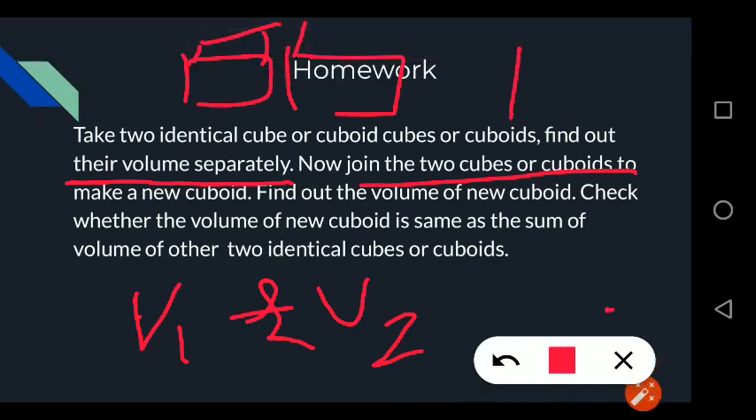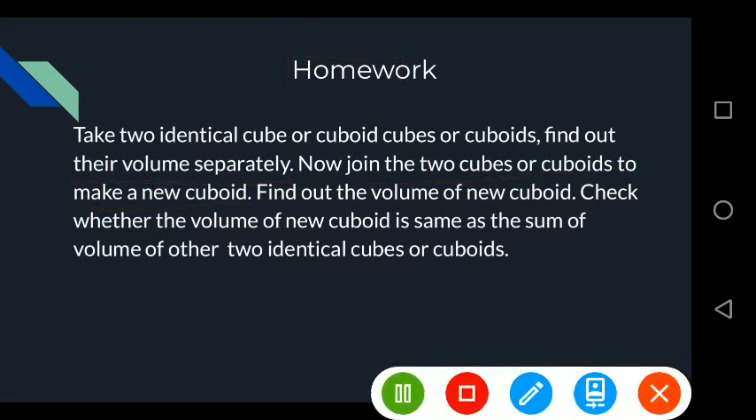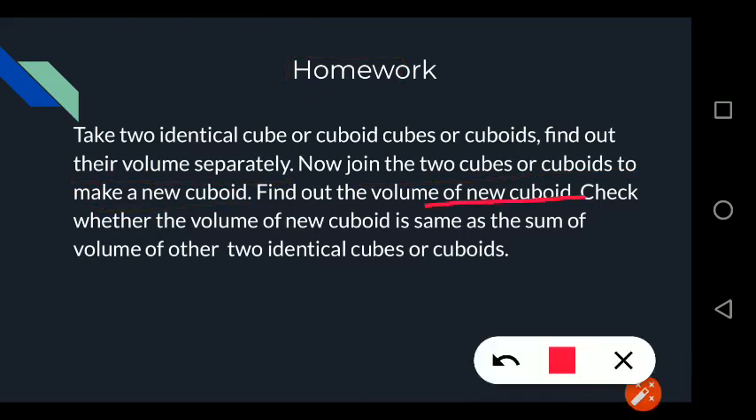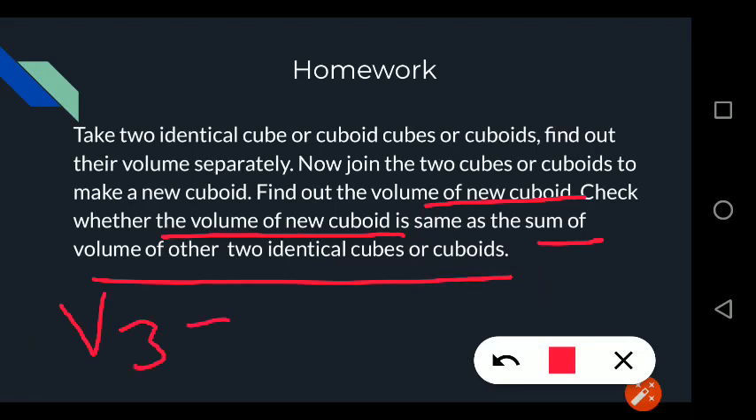Okay. And then what you have to do? It will make a new cuboid. Okay. After that you have to find out the volume of the new cuboid. And then you have to check whether the volume of the new cuboid is same as the sum of the volumes of the first two cubes or cuboids or not. Which means you have to check V3 is equal to V1 plus V2. Yes or no?